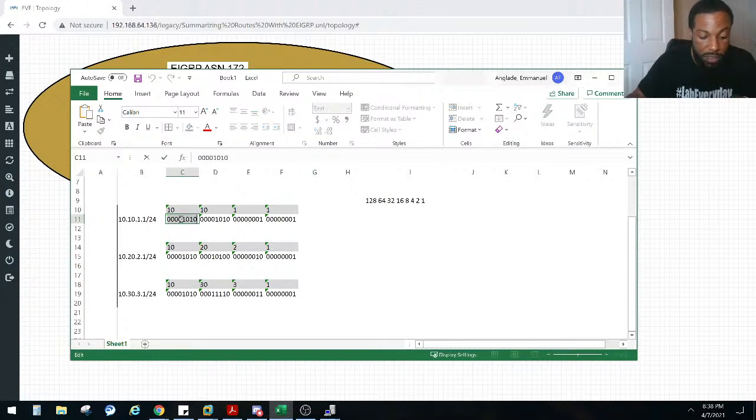So this is common. That's common. That's common, and that's common, right? And then after that, we have to find out how many zeros they have in common. Right here, the buck stops. We have a 10, a 20, and a 30, so in that second octet the numbers are different. But we have to count the bits in binary that they have in common.